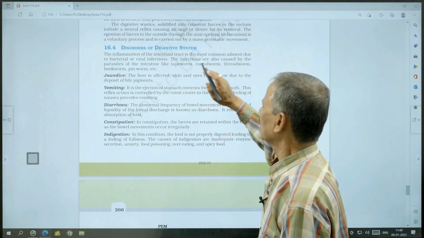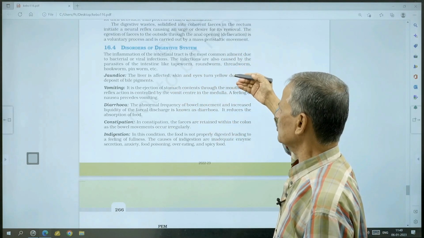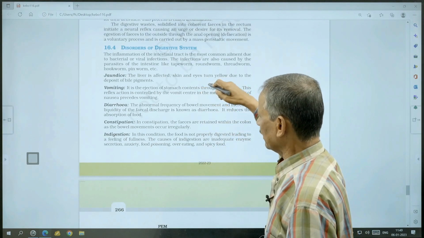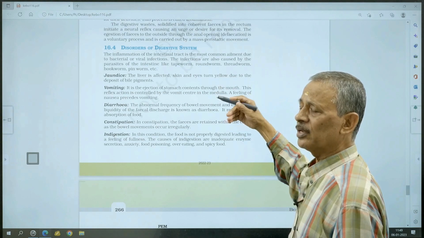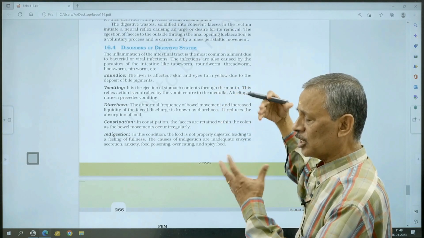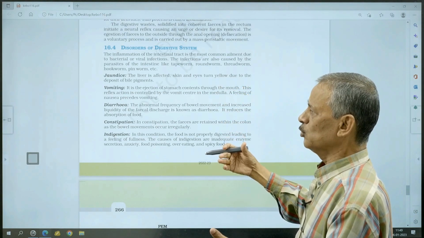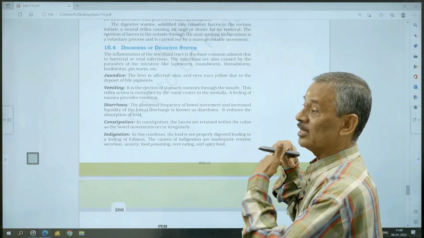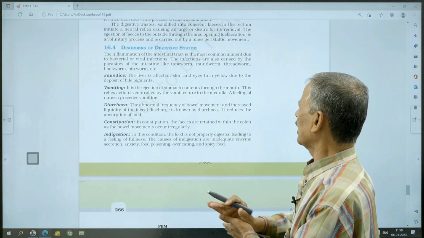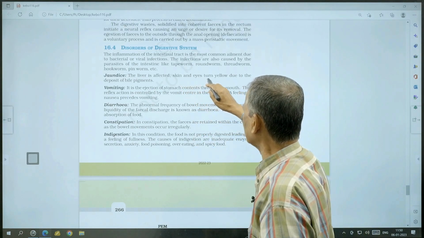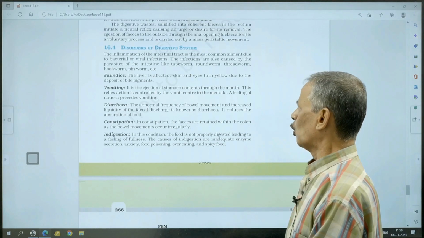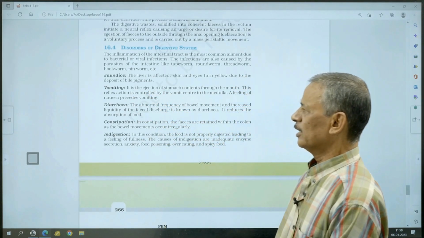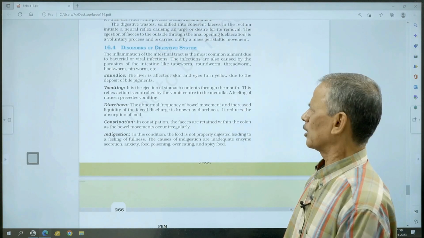Along with that, you also have some other problems. Jaundice, where the liver is affected. When the liver is affected, a larger amount of bile pigments, bilirubin and biliverdin, is produced than our body can send out, so they become accumulated. That is the reason why skin, eyes, etc. turn yellow. It is a problem due to malfunctioning of the liver.